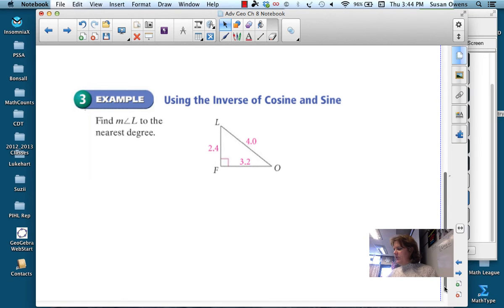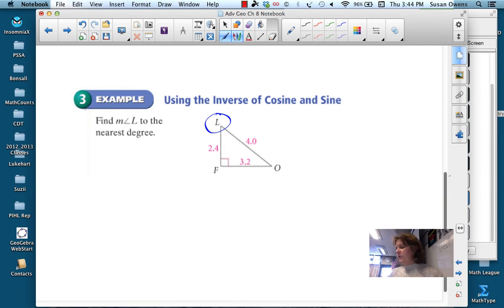Now, just like tangent, we can also use cosine and sine to find angles. So they want you to find the measure of L to the nearest degree. Now, for this one, they actually give me all three sides. So I can use sine, I can use cosine, I can use tangent. All three will give me the same answer. So I need to take two of the sides. So how about I'll use sine. I'll use opposite and I'll use hypotenuse.